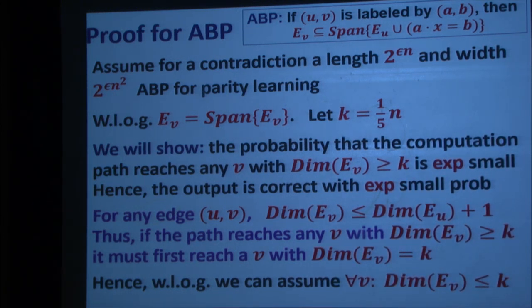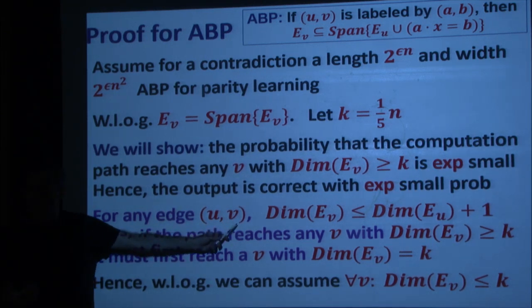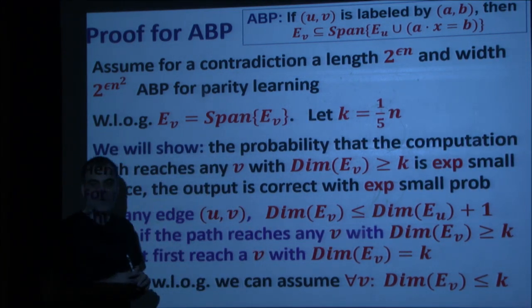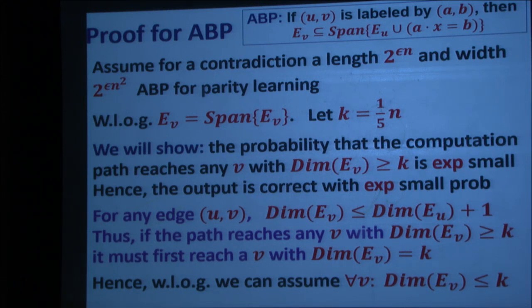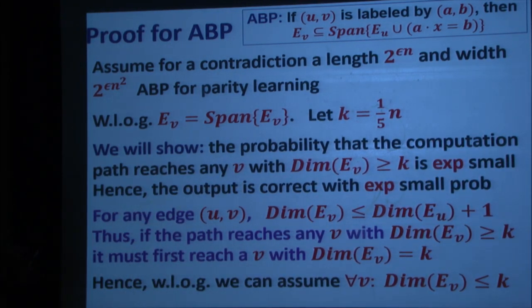Yes, exactly. So the important thing is that if I look at an edge UV, the dimension of EV can be at most the dimension of EU plus 1. And this is by this rule that I wrote here, for reminder: EV is contained in the span of EU and AX equals B. And therefore, the dimension of EV is at most the dimension of EU plus 1. So when I go over the computation path, the dimension can climb by at most 1 in each step.